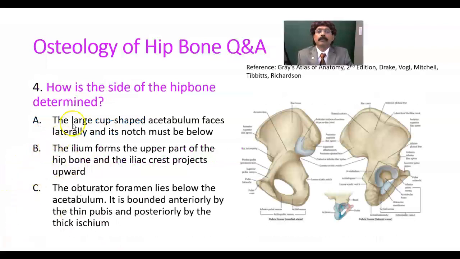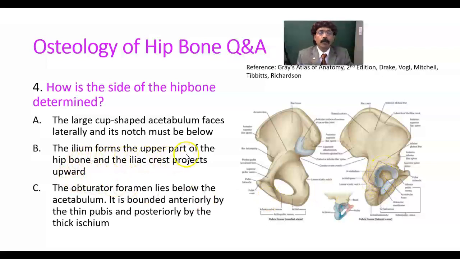So how is the side of the hip bone determined? The large cup-shaped acetabulum faces laterally and its notch must be below. So this is the acetabulum and this is the notch of the acetabulum. It must be below.